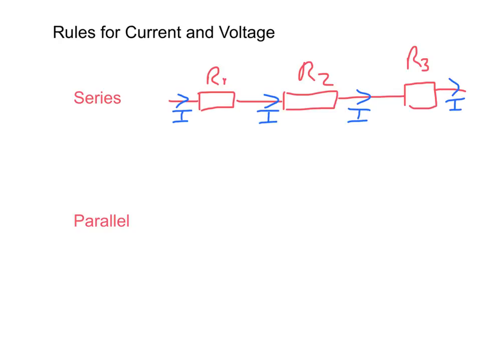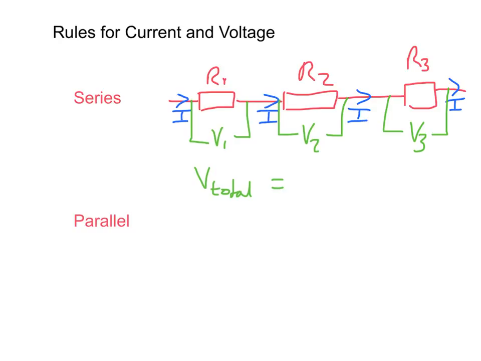As for voltage, that's a slightly different story. In a series circuit like this, each of the resistors could well have a different voltage across it. What we can say about voltage is that if we add up all the voltages, so let's call them V1, V2 and V3, the total voltage across all of these will be the sum of these voltages. So V total will be V1 plus V2 plus V3.